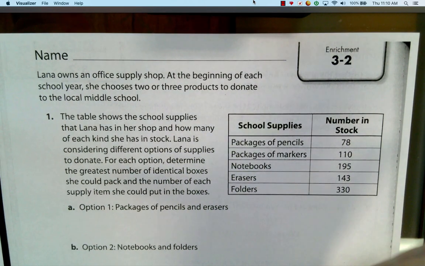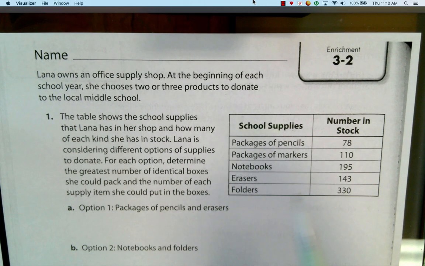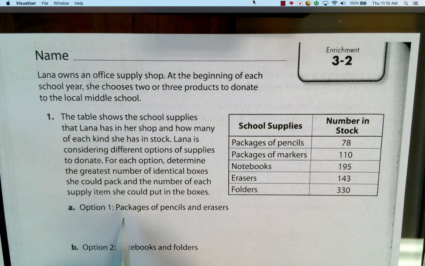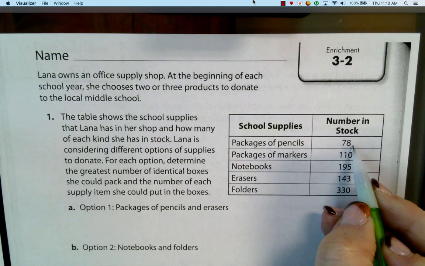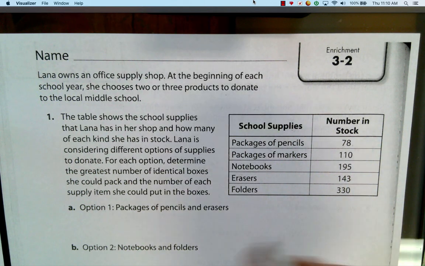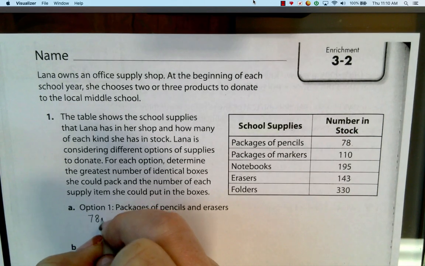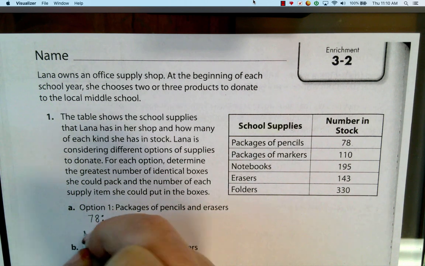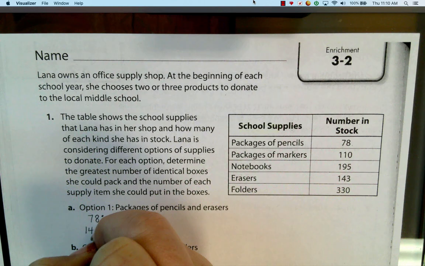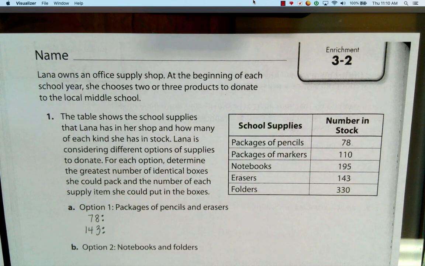So what you need to do is, first of all, look at my table. One option she has is packages of pencils and erasers. So you're going to look over at your table. I have 78 pencils and then 143 erasers, okay? So 78 pencils, 143 erasers. Now, I'm going to show you what I'm going to do. This is what I did, guys, because these are such big numbers.